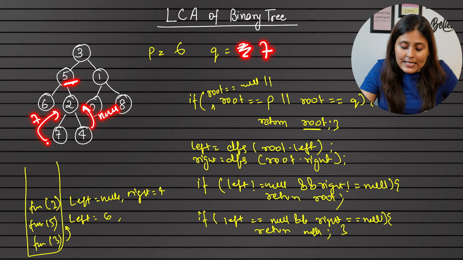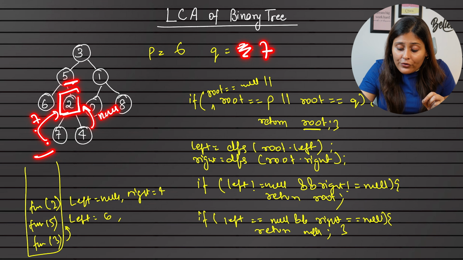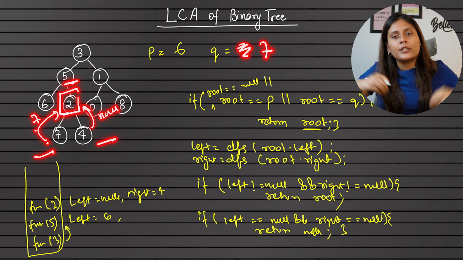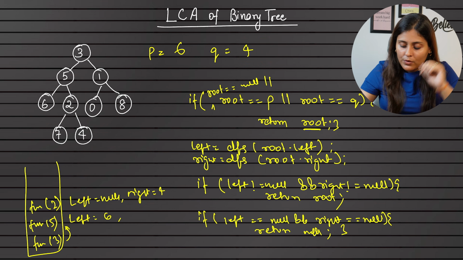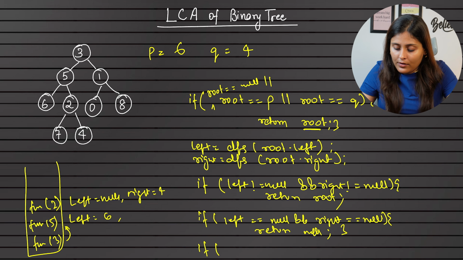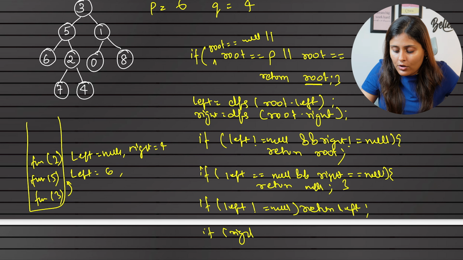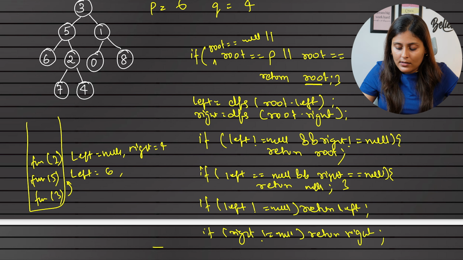But 5 is waiting for 7. So can I say that if any of these children, whatever it is, left or right, is not null, return that? Very simple: if left is not null, return left. If right is not null, return right. Can I say that? And that's it.